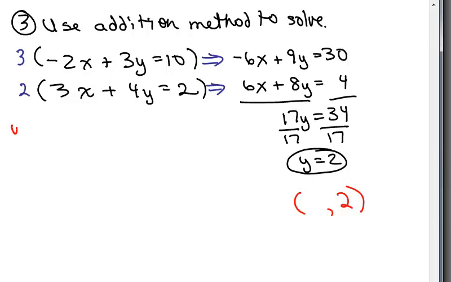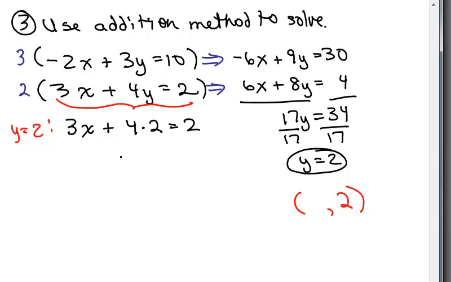So we know y is 2. We want to plug that into one of these original equations, either negative 2x plus 3y is 10, or 3x plus 4y is 2. It does not matter which equation you plug it into. I'm going to go ahead and plug it into the second equation. So I'm plugging in 2 for y, okay? So this gives me 3x plus 8 is 2.